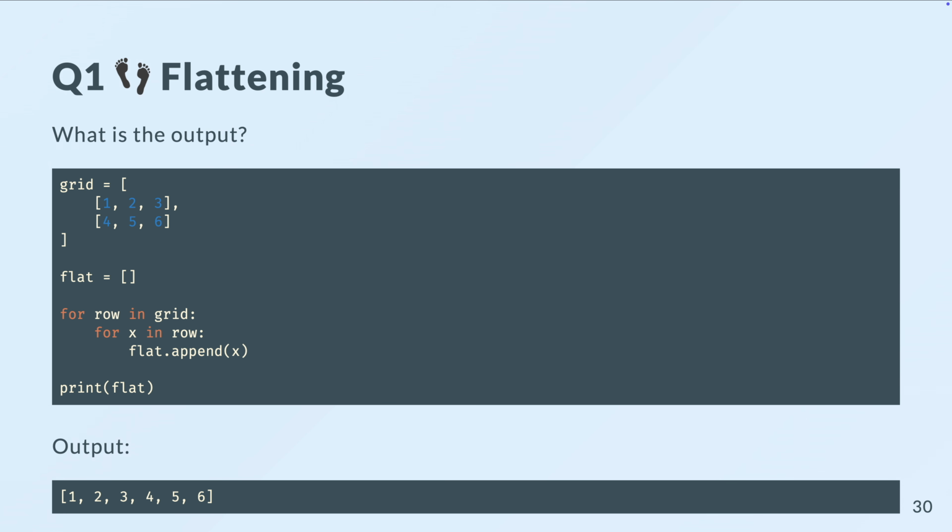Pause and think. Check the answer. The output is one list. 1, 2, 3, 4, 5, 6. It is because we append across the first row, then append across the second row.